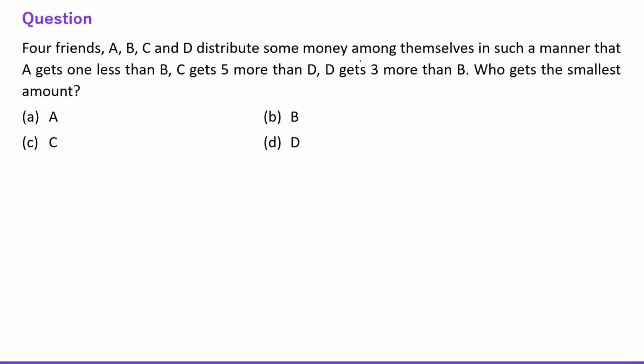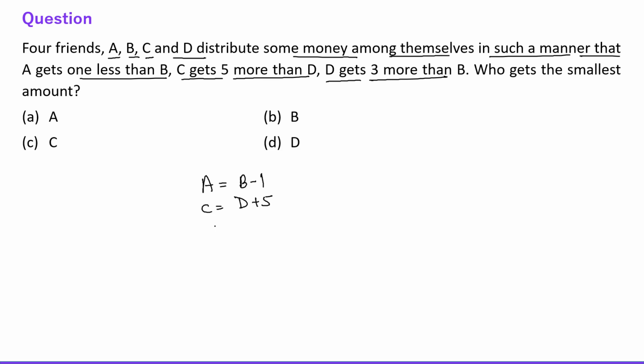First question says, 4 friends A, B, C and D distribute some money among themselves in such a manner that A gets 1 less than B. A is equal to B minus 1. C gets 5 more than D. So C is equal to D plus 5. D gets 3 more than B. So D is B plus 3.